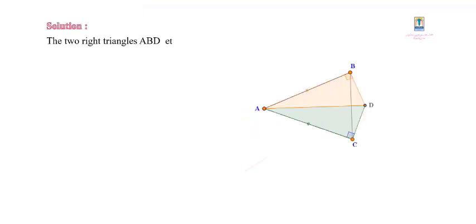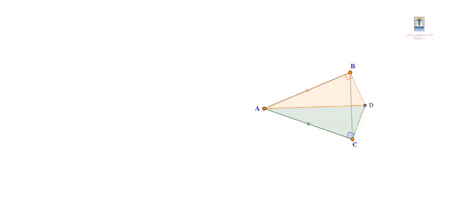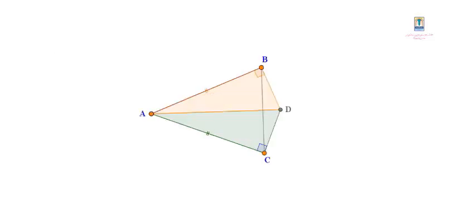Now it is time for our solution. In the two right triangles ABD and ACD we have AD is a common side which is the hypotenuse of these two right triangles. Side AB is equal to side AC because ABC is an isosceles triangle. Then the two right triangles are congruent by HS, which is the abbreviation of hypotenuse side.